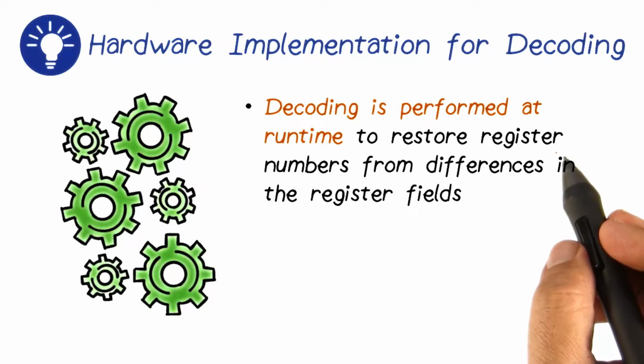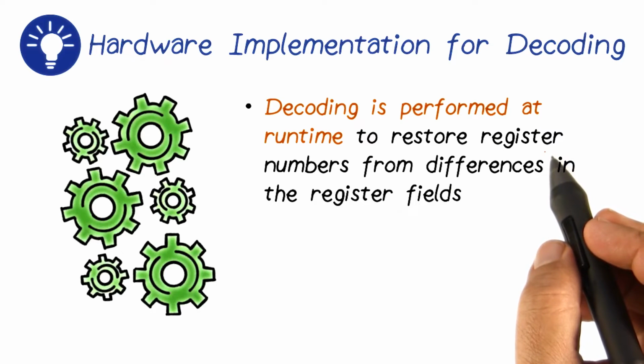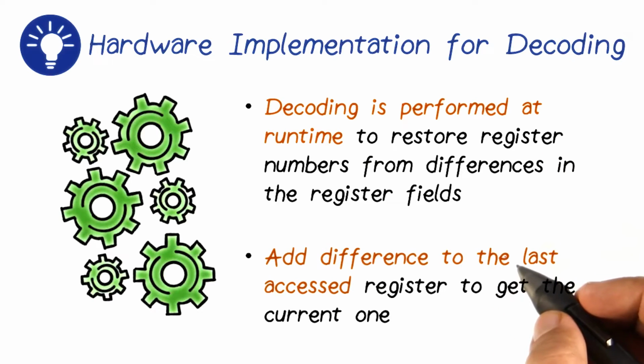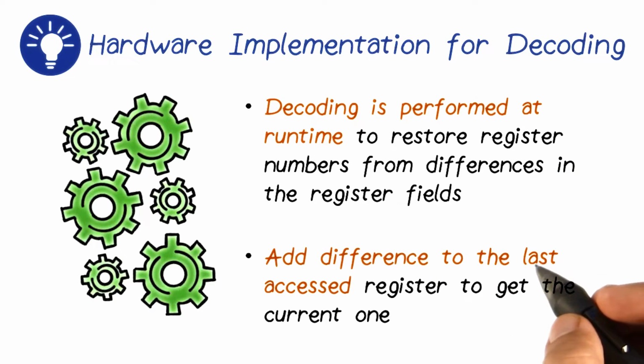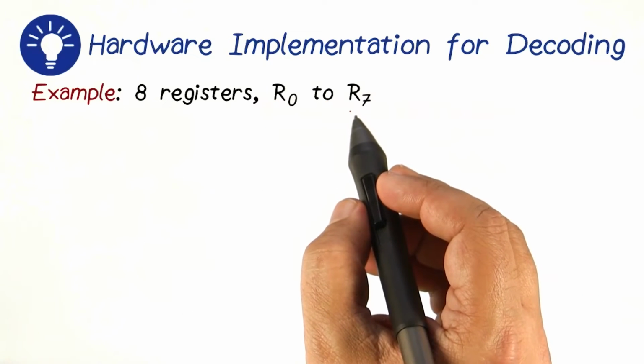So now let us look at the hardware support for implementing this differential encoding. So in hardware, what we need to make sure is we are decoding these instructions and generating the right register numbers from the differences in the register fields. So for using the difference, what we do is we have a way of noting the last register number, and we use this difference and then restore or generate the register number by using the difference and the last register number. So what we do again, as I mentioned, is add difference to the last access register to get the current one.